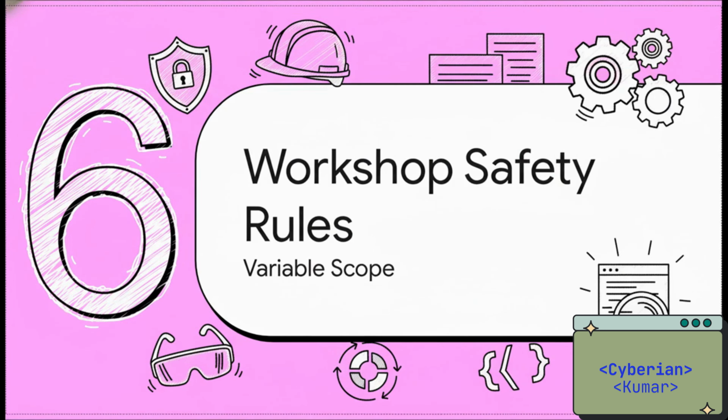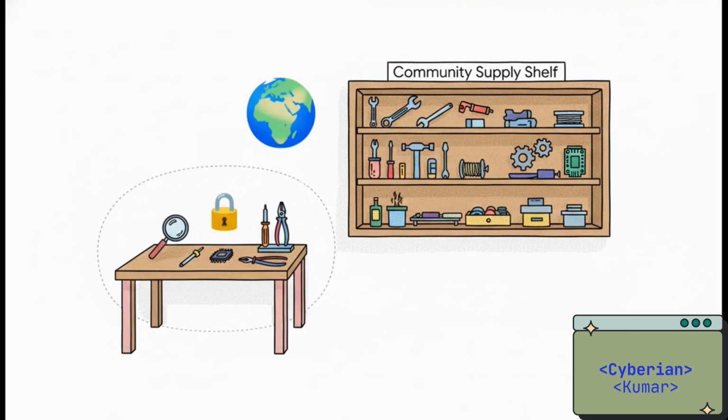Finally, let's talk about workshop safety. Every good workshop has rules to keep things organized and prevent accidents. In programming, our main safety rule is understanding where our variables are allowed to be used, and this whole concept is called scope. And this is the most important safety rule. Think of variables created inside a function as being on your own private workbench. That's the local scope. They only exist while you're working with that specific tool, and nobody else can see or touch them. But variables created outside of any function, they're in the global scope.